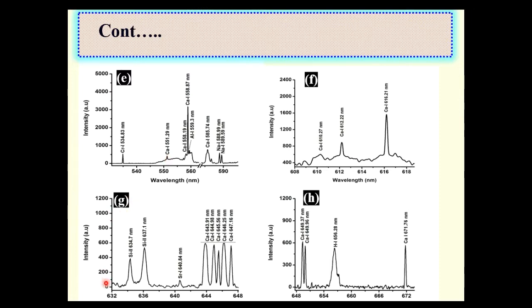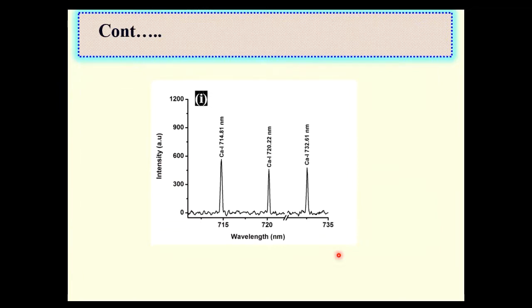In figure G, the range is from 632 to 648. We have observed two silicon lines, one strontium line, and the remaining calcium lines. In figure H, the range is from 648 to 672. We have observed three calcium lines and one H alpha line, which is basically the neutral hydrogen line. In the last figure, I, it starts from 710 to 735. We have observed three calcium lines.